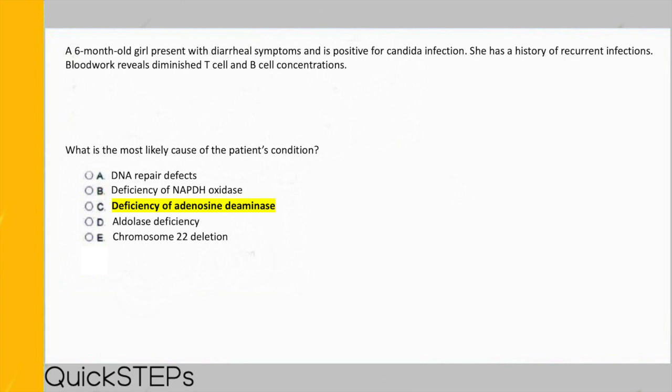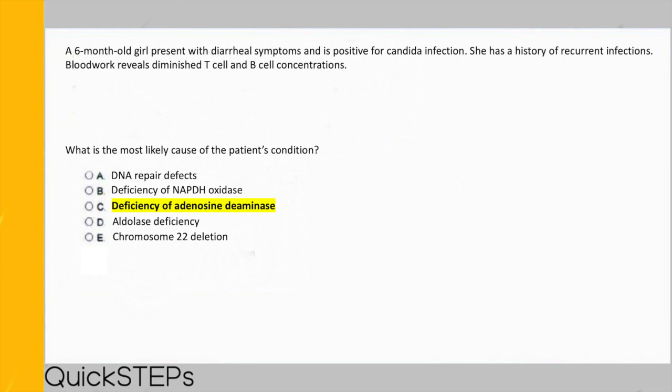Aldolase deficiency. No, that has to do with the whole fructose metabolism pathway. It has nothing to do with anything immune-related. How about chromosome 22 deletion? Well, we talked about this one before. This is DiGeorge syndrome, and we know that typically presents with low calcium, spasms, missing thymus, low T cells, normal B cells. Is that the presentation that we see here?